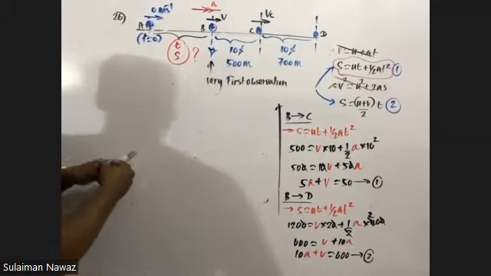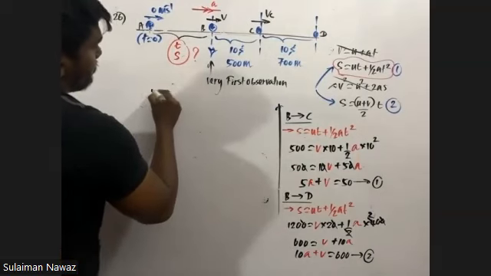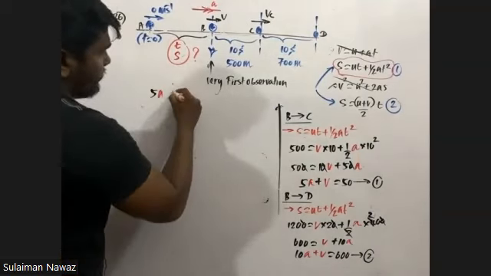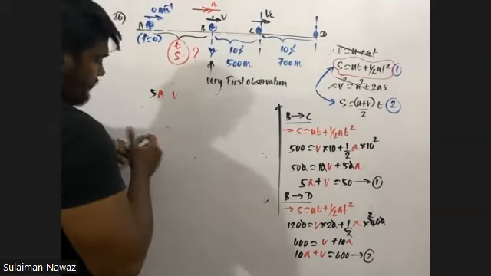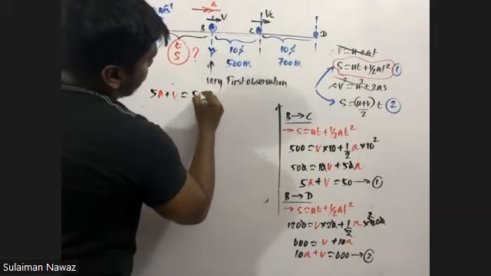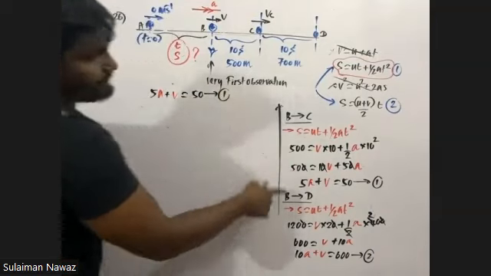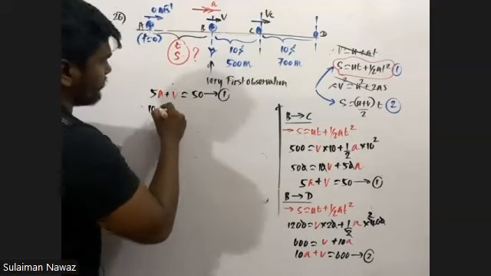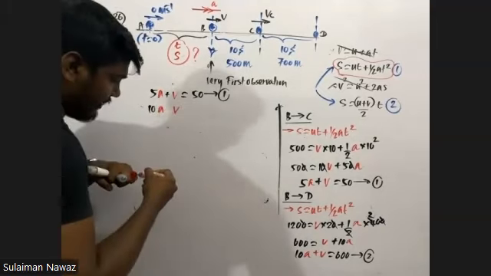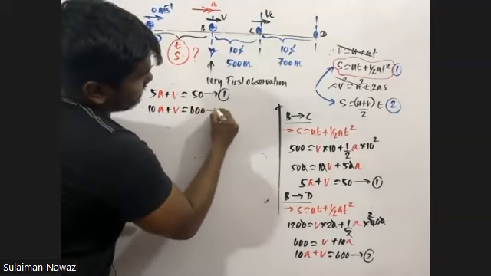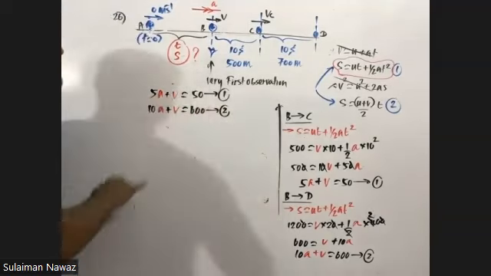Now 5A plus V is how much? 50. Equation 1. And 10A plus V, that is how much? 600. Simultaneous equations. I can find A and V.